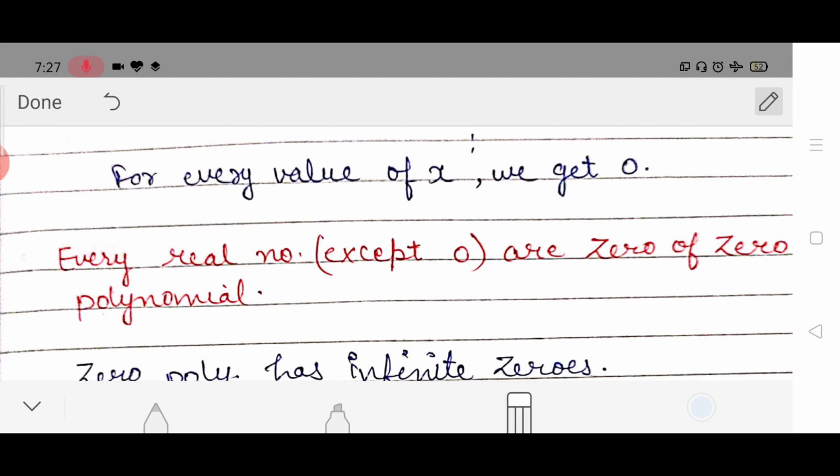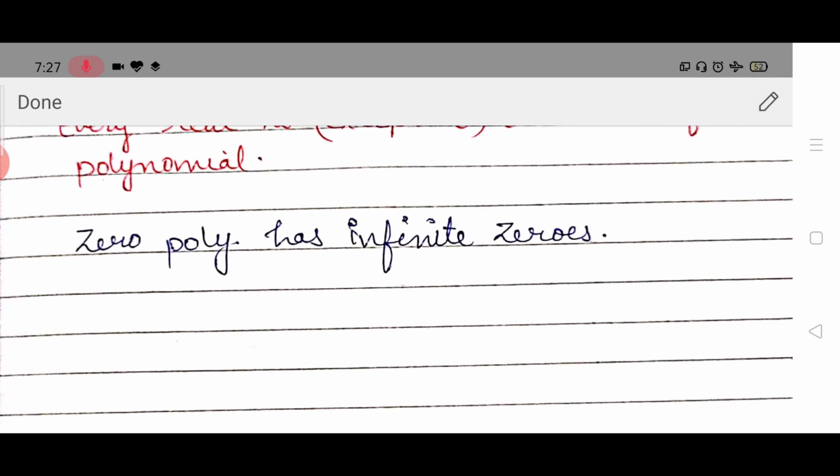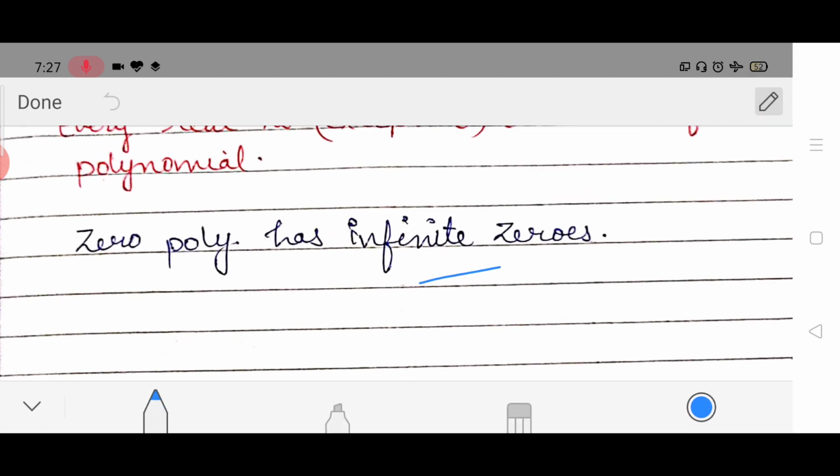Okay, so we can say that the zero polynomial has infinite zeros, because every value when multiplied by 0 will give the result 0, and that's why the zero polynomial has infinite zeros. Okay, so that's all about the topic zeros of a polynomial. I hope you all understand it better, and in tomorrow's class we will solve exercise 2.2, and if you are having any doubt in exercise 2.1 we will also solve that. So that's all for today, and thank you.